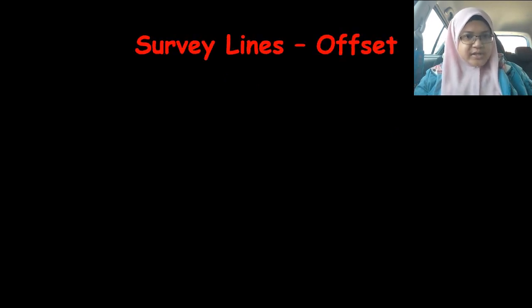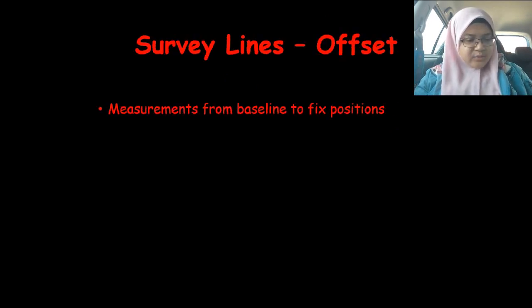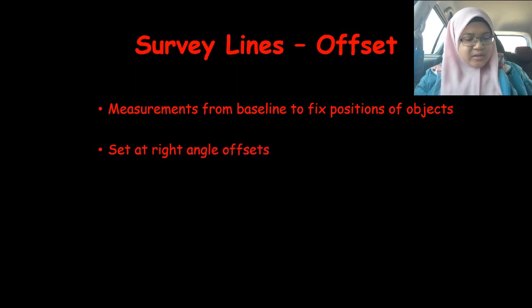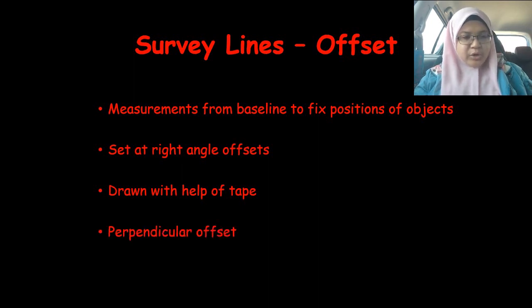Finally, we have offset line. So it is actually a measurement from baseline to fix the position of different objects of the work. So these are generally set at right angle offset. It can also be drawn with the help of a tape. And there are two types of offset, which are perpendicular offsets and oblique offsets.